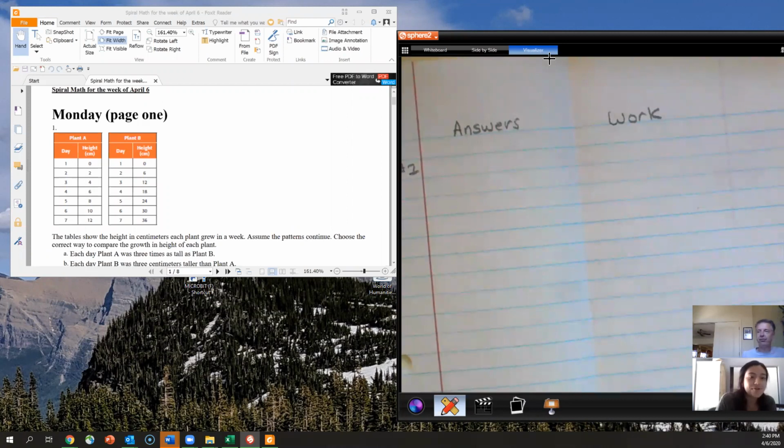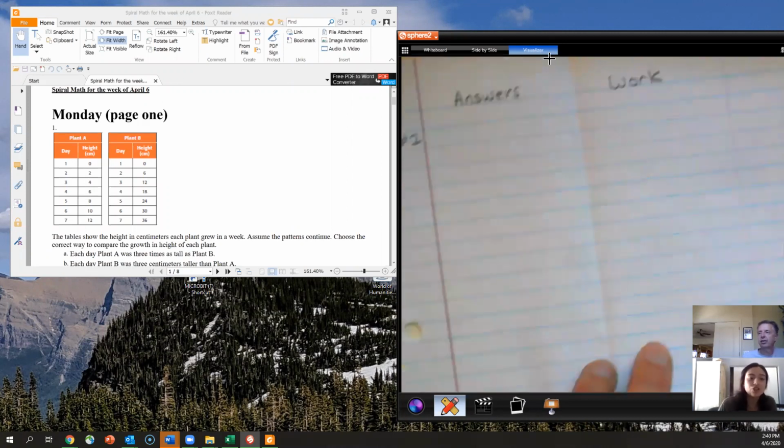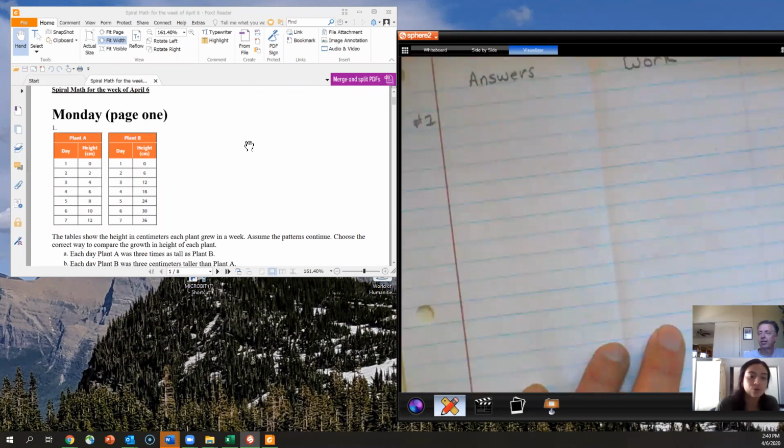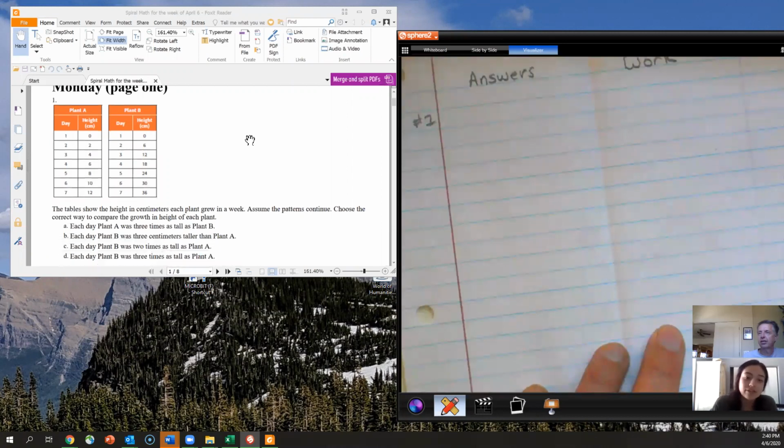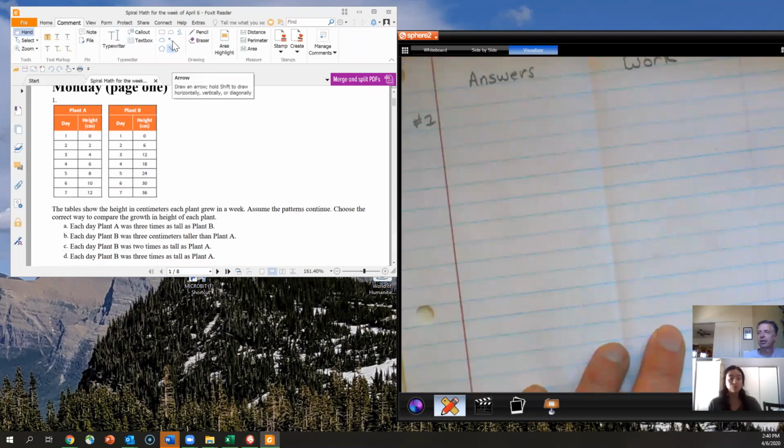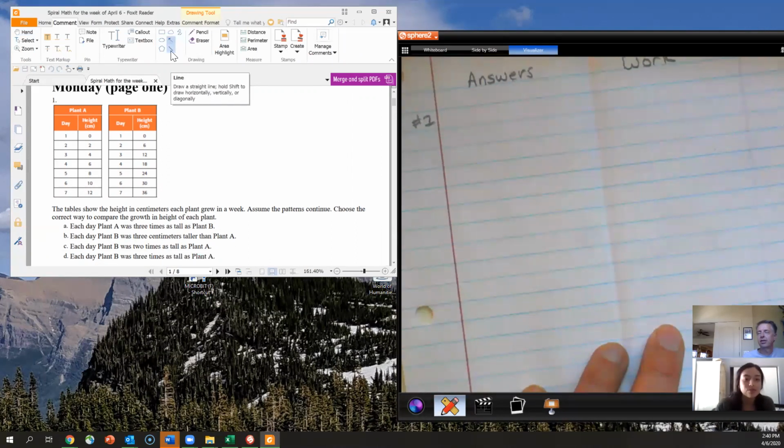All right, so for number 1, it says the tables show the height in centimeters each plant grew in a week. Assume the patterns continue. Choose the correct way to compare the growth in height of each plant. So you should have been looking at your chart A and your chart B, and looking at the height, which is going to be in the right-hand column. And so you want to be comparing and trying to find the pattern. And the pattern for this, boys and girls, the correct answer should have been your letter D.